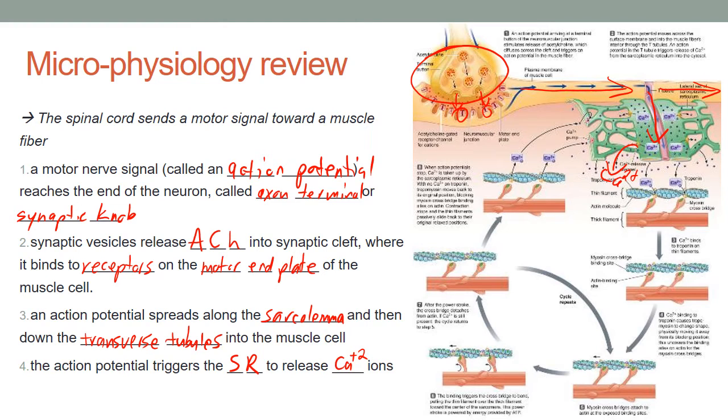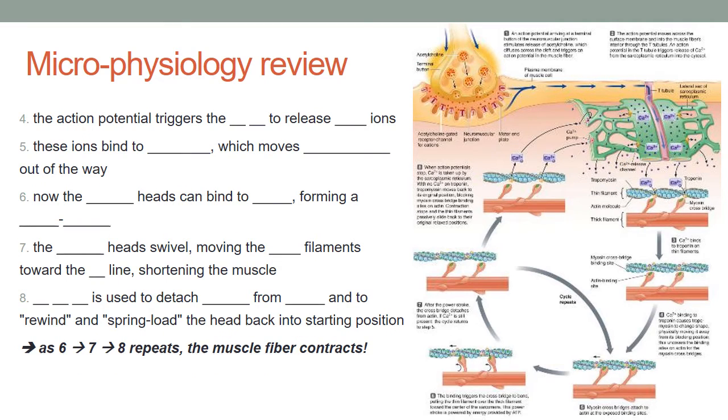So those are sort of the control steps. That's how we get from the spinal cord wanting our muscle to contract to the on signal, calcium, being present in the muscle. But what happens? So we've just had the SR release calcium ions. These ions bind to troponin, which moves tropomyosin out of the way.